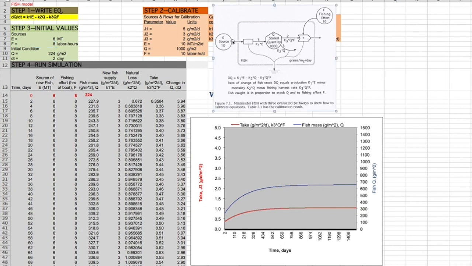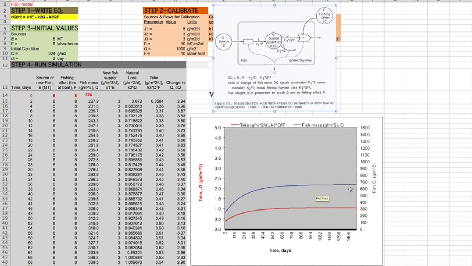So, referring back to our diagram, what should we expect to happen? Less fish coming in because we have less supply. We cut it in half. Therefore, less input should mean that we have less stock. That's also going to affect our ability to take fish. So our take should go down indirectly because we have less fish being supplied.